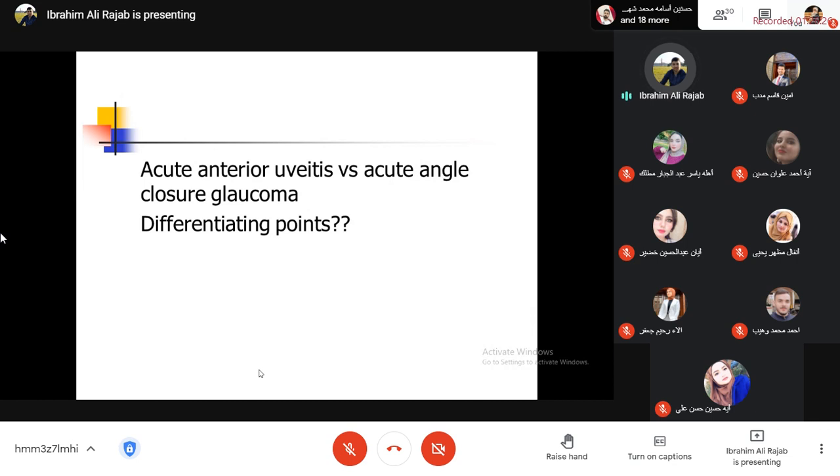If we examine the angle of the anterior chamber, there will be no details. We will not see the angle of the anterior chamber by the 3 mirror test. We know there is a lens called the 3 mirror, and one of these mirrors is used to examine the angle of the anterior chamber. We will not see the trabecular meshwork in a patient with angle closure glaucoma; we will see just the iris touching the cornea. In anterior uveitis, we will see the trabecular meshwork.